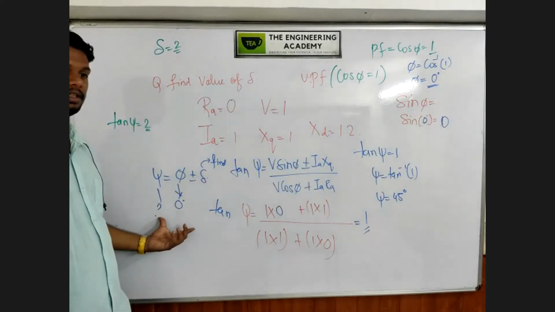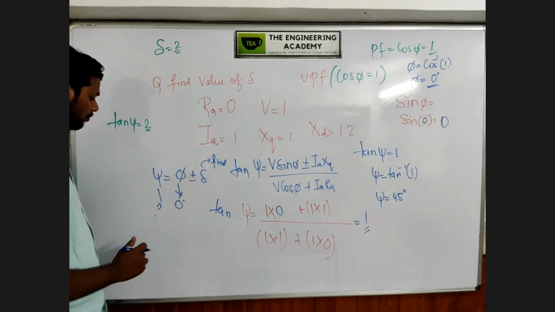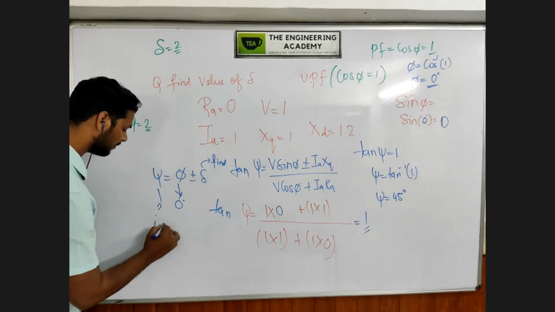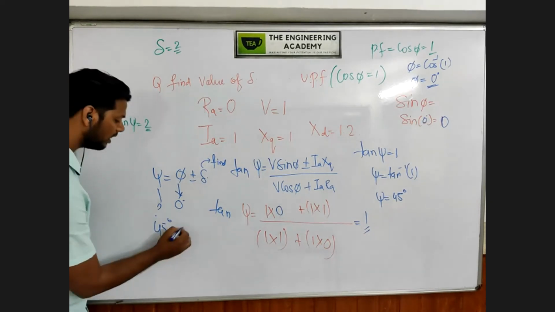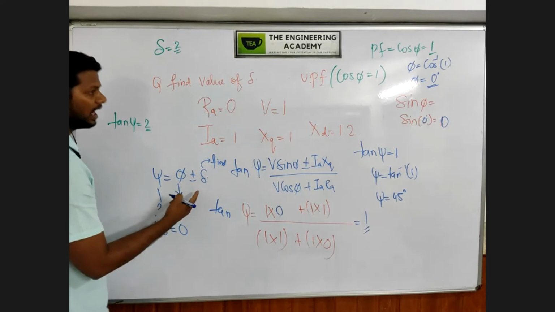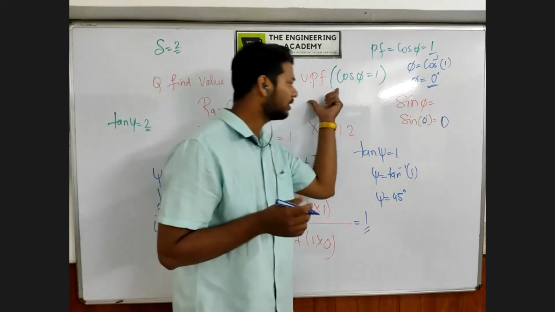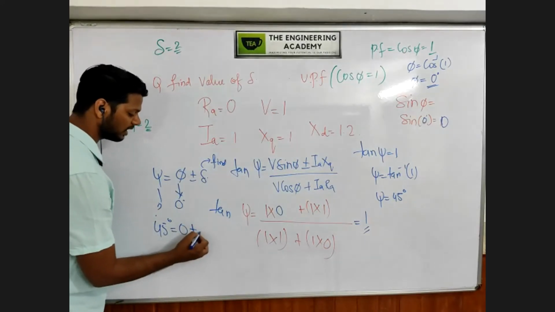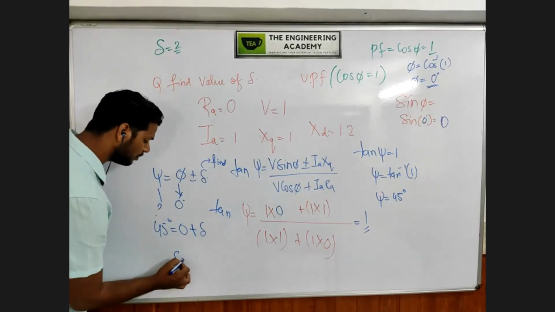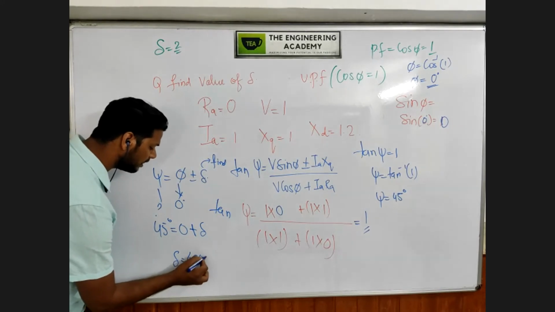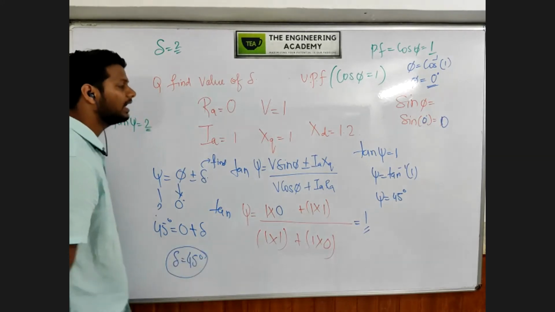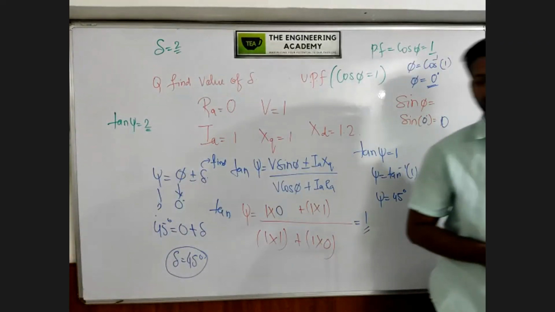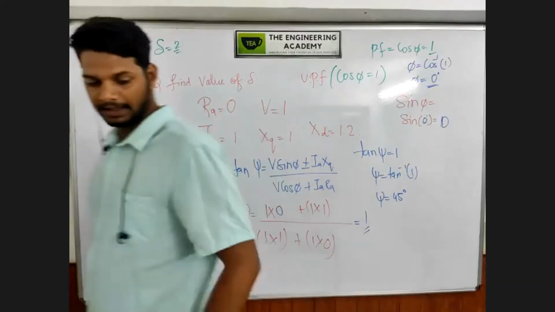If we put these in the equation, we will get the answer. So what is our answer? What is the value of psi? 45. What is the value of phi? 0. And I have said that whenever they ask for unity power factor, take the plus sign. So delta is equal to 45 degrees.